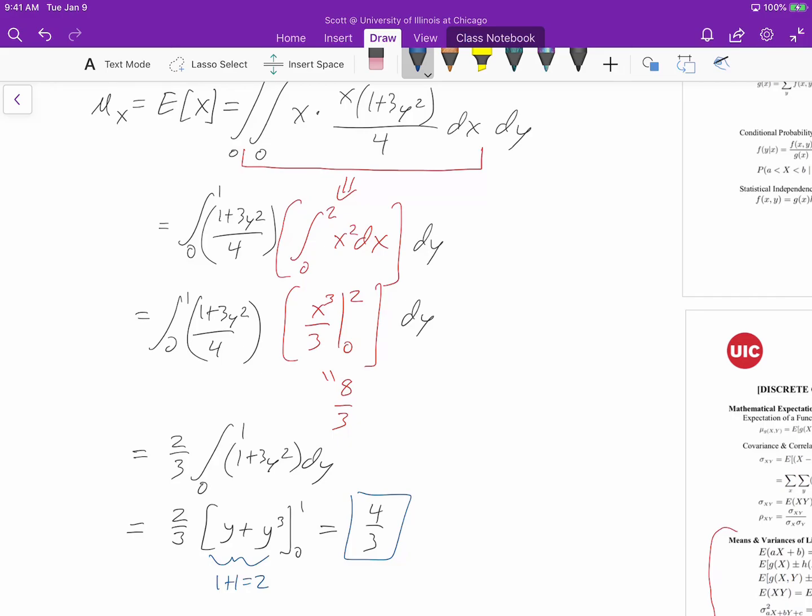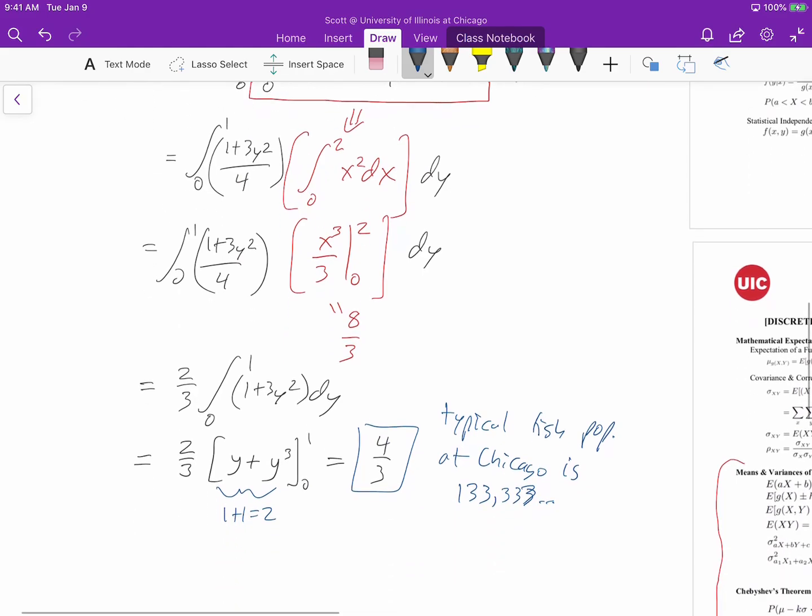That says that a typical population is 4 thirds of 100,000, right? Or 133,000. So the typical fish population at Chicago is 133,000, at wherever we're measuring it. Remember, the units here are hundreds of thousands of fish.